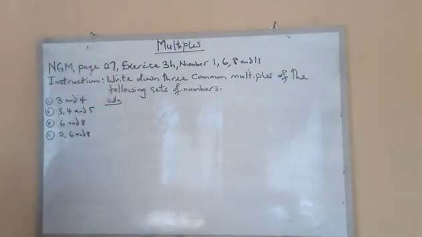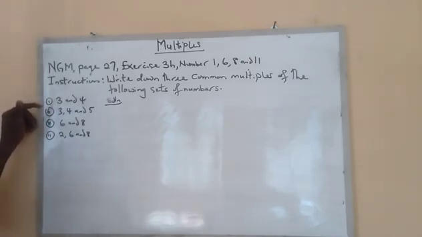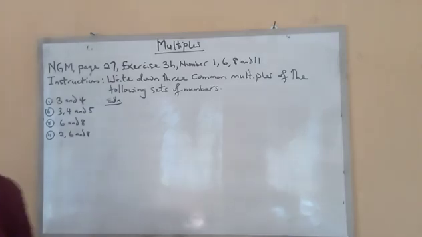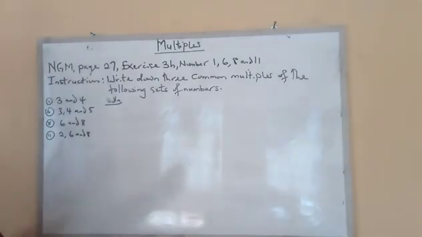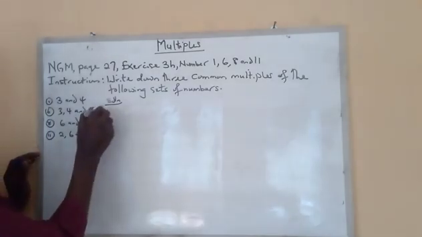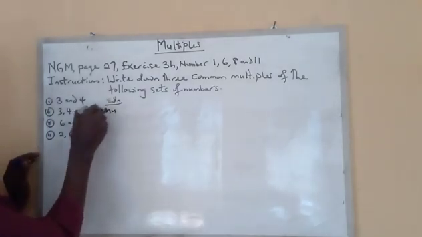So we have to write down 3 common multiples of the following set of numbers. The first one, 3 and 4. We have to write the multiples of 3 and 4. How do we do that? Firstly, we need to write out the multiples of 3 and then the multiples of 4. That is the first method of doing it.